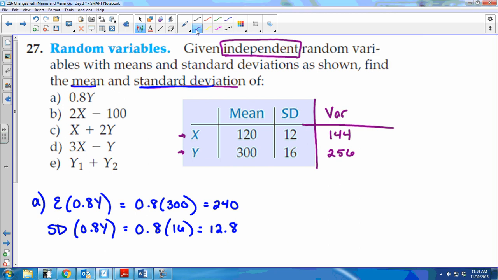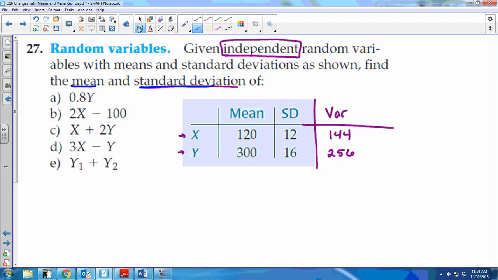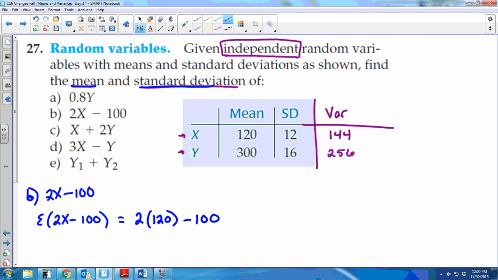All right, let's look at B. It says to find the mean and standard deviation of 2x minus 100. So what am I going to do to find the expected value of 2x minus 100? You're going to do exactly what it says. So 2 times 120 minus 100. 2 times 120 is 240, and 240 minus 100 is 140. Questions about how I found the expected value?